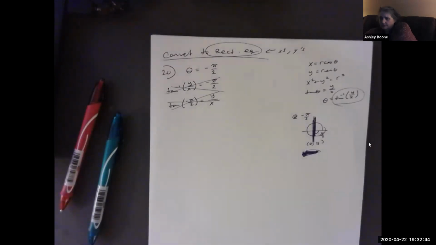Vertical lines, sorry, I've been distracted by puppy tonight. I apologize for that.